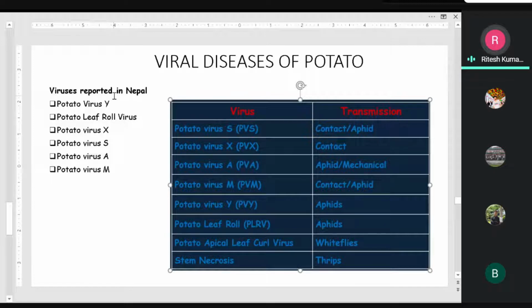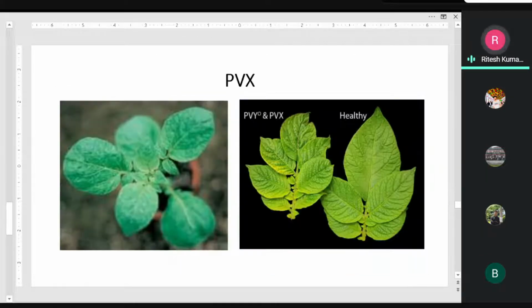Generally many of these are transmitted by aphids. Potato apical leaf curl virus and stem necrosis are not reported in our case, so forget about those. Potato virus X is generally not efficiently transmitted by aphids. It is sap transmissible, otherwise mechanically transmitted. So first of all, we will discuss potato virus X. This is a Potexvirus.